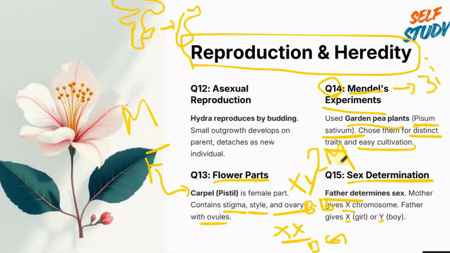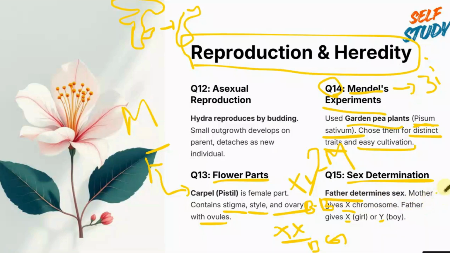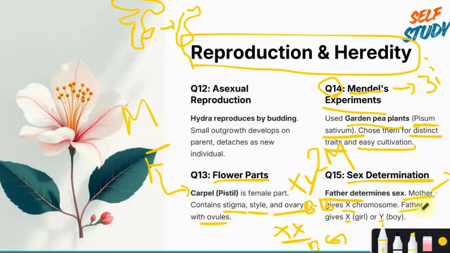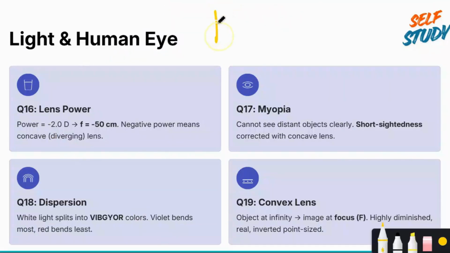If the mother releases X and the father releases Y, it is a baby boy. Right. Okay. Here another question arises: which is the perfect pair and which is the imperfect pair. Generally, the mother has a perfect pair of sex chromosomes, and the father has an imperfect pair of sex chromosomes.